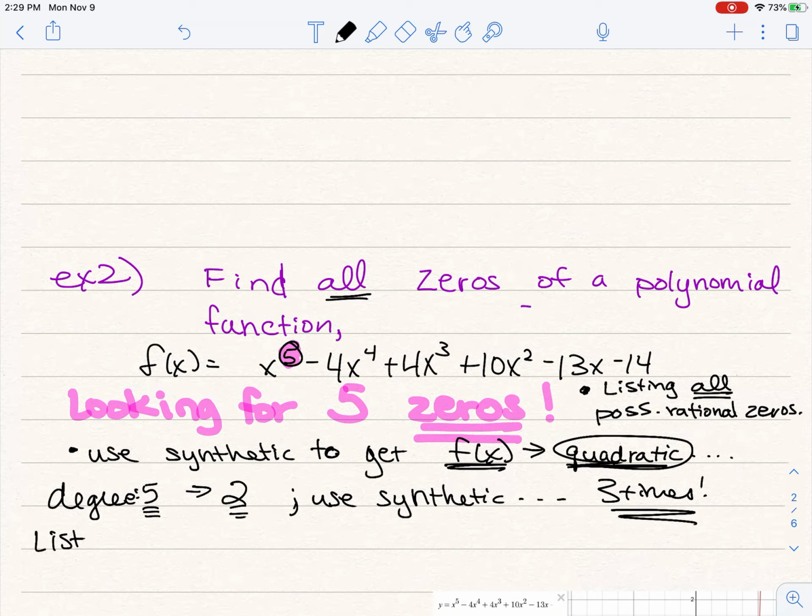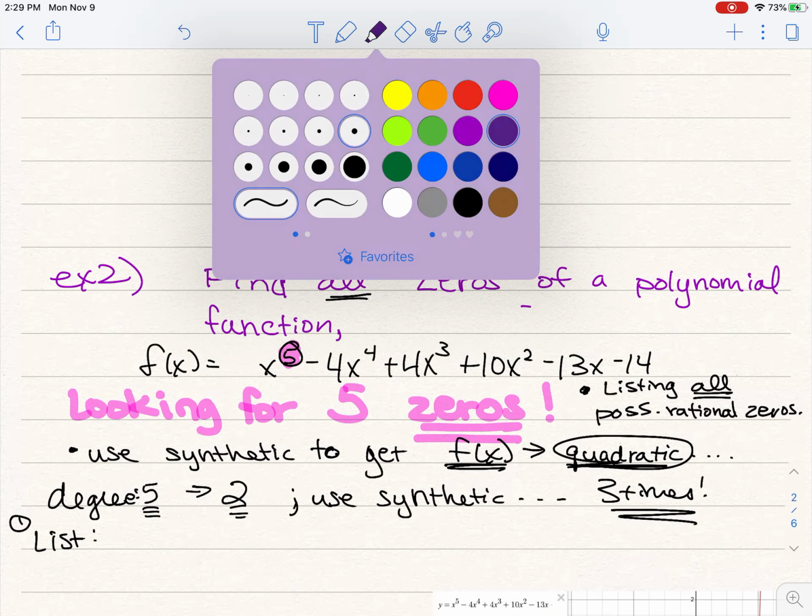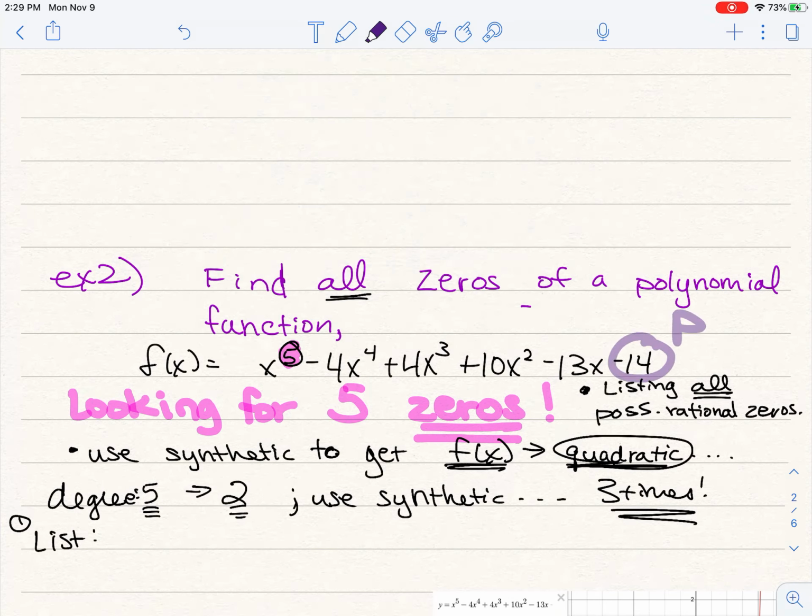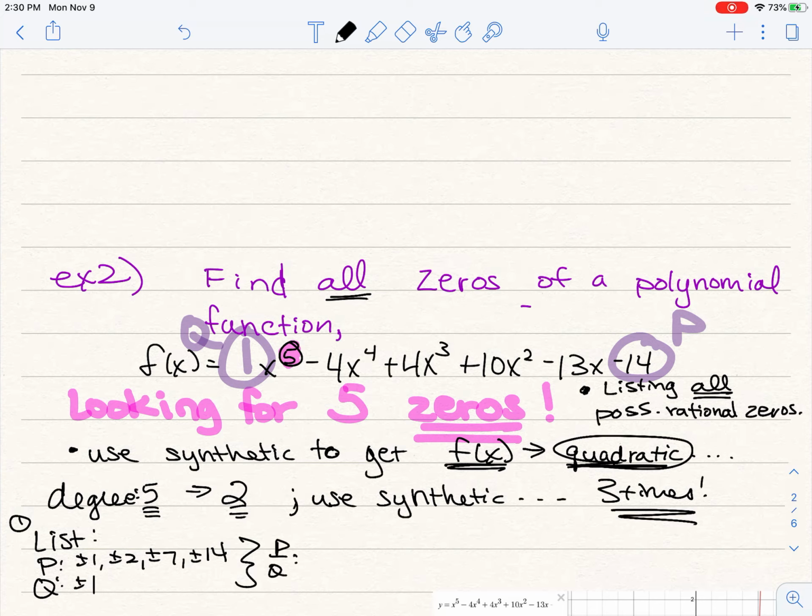We're going to list our possible rational zeros. That's our step 1. Remember our list, we're looking here at our P, and here's our coefficient. That's Q. So here we go. Our factors of P, 14, are 1, 2, 7, and 14. Q is just 1. So our possible list of P over Q, really anything over 1 is just itself. So we know 1 over 1, 2 over 1, 7 over 1, 14 over 1 is just the same list: 1, 2, 7, and 14.